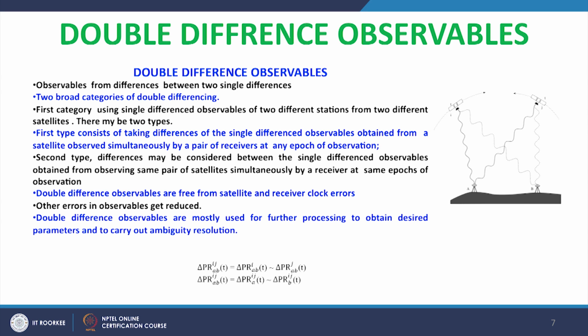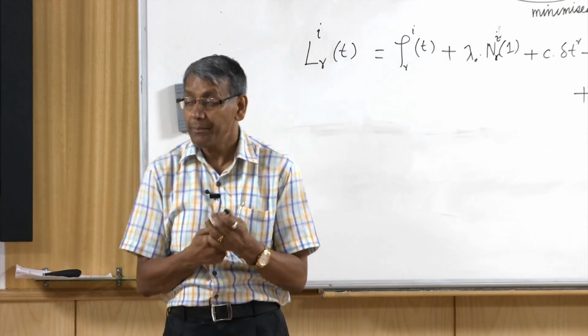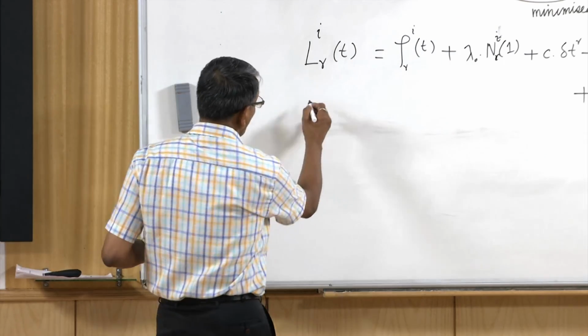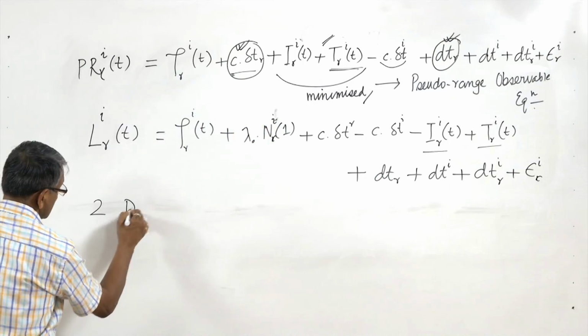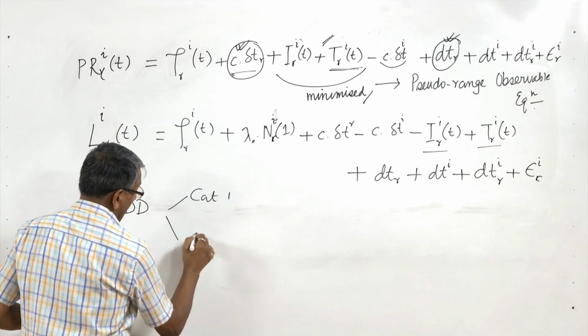Now, the next variety is the double difference. As you can see in this figure, in double difference we take the difference of single difference observables. There are three ways we can form the single difference. Similarly, in double difference we can get 2 out of 3 cases, 2 types of double difference, category 1 and category 2.